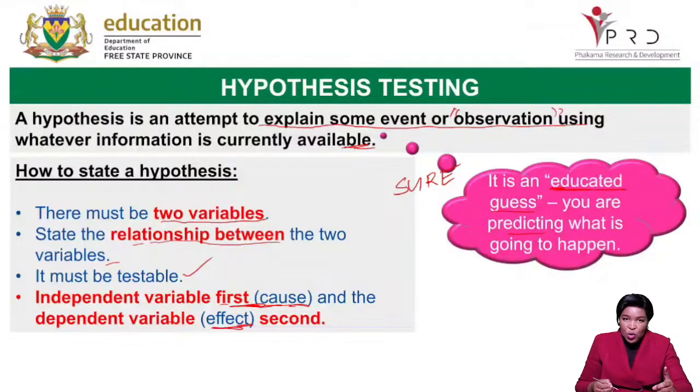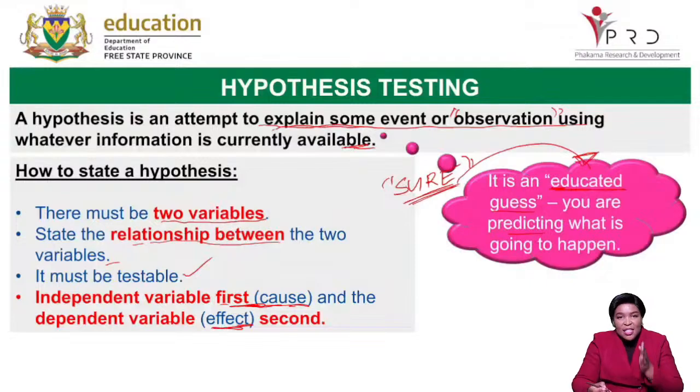So one thing that I want you to remember is that a hypothesis is when you are trying to explain some event or observation using whatever information you may have available. And your hypothesis, you write it as a statement that you are sure of. However, it can be regarded as an educated guess. But this guess, you don't say I guess, you don't say I think, or I predict. You write it as a statement that you are sure of.